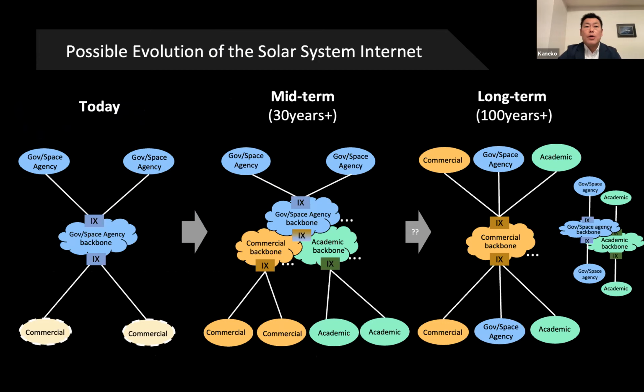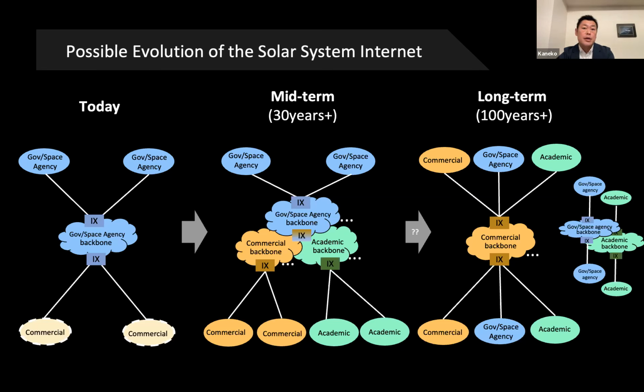So first, we try to look toward the future on how the solar system internet architecture could change over time. And here's what we said that might possibly happen. If you go to the left-hand side today, the government and the space agencies have developed and sustained a network backbone in space, and some of the commercial users are using that infrastructure. This is where we are today.